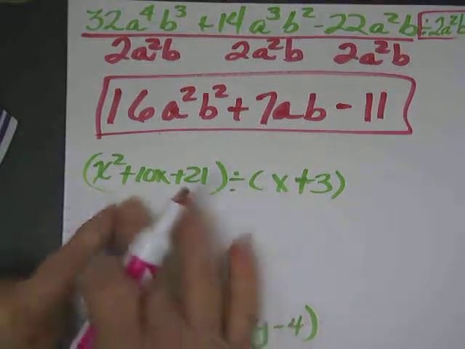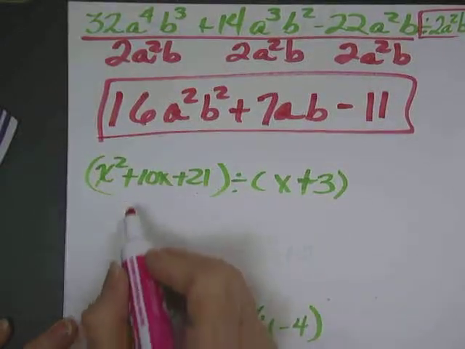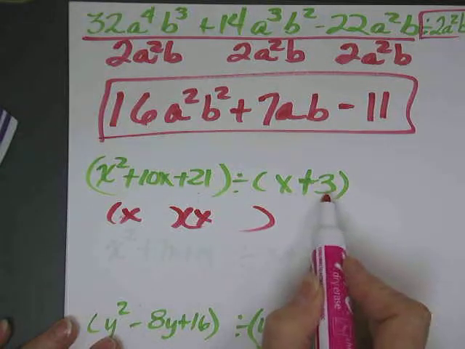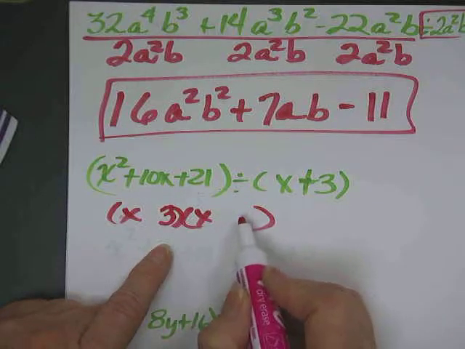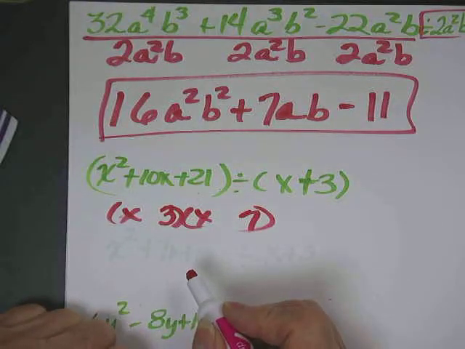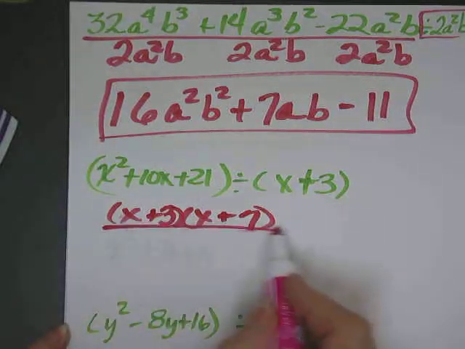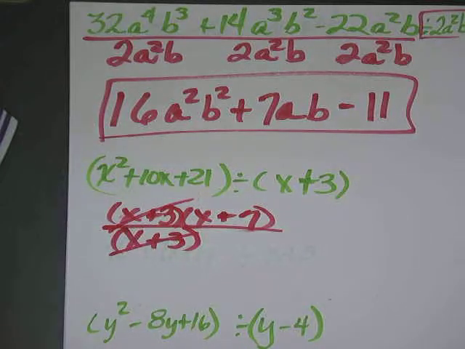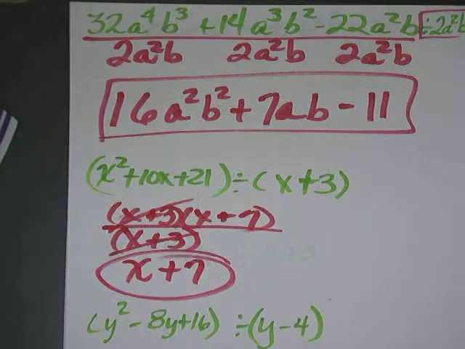Moving to this. Okay, if this actually factors, it's pretty easy to divide it, right? If that factors, you could say, okay, that's x and x. Saying there's a 3 here. 3 times 7, yes, that adds up to 10, right? If you factored it, you'd get that. You'd have plus and plus. Then divided by x plus 3, that cancels, right? And you get x plus 7.